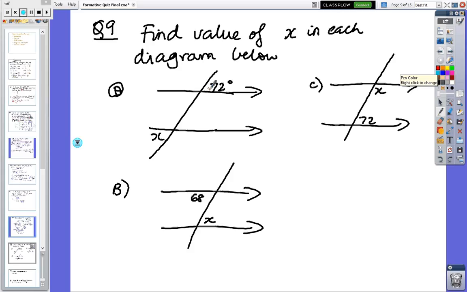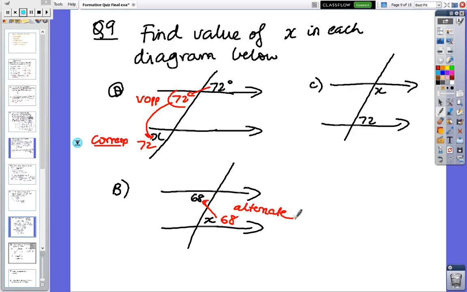Okay, so a number of ways. So we can bring it in. 72 is there, vertically opposite, and then that equals 72 because it's corresponding. So vertically opposite, and then corresponding. B straight away equals 68. They're called alternate angles. And the last one, that angle and that angle add to 180, so that equals 108. That's called co-interior.